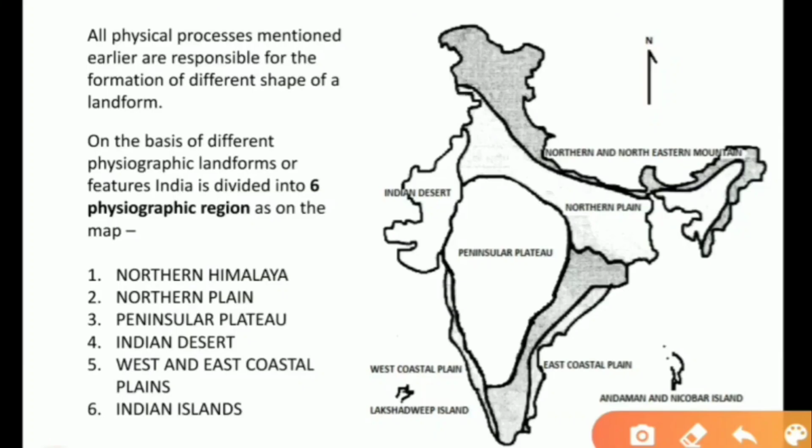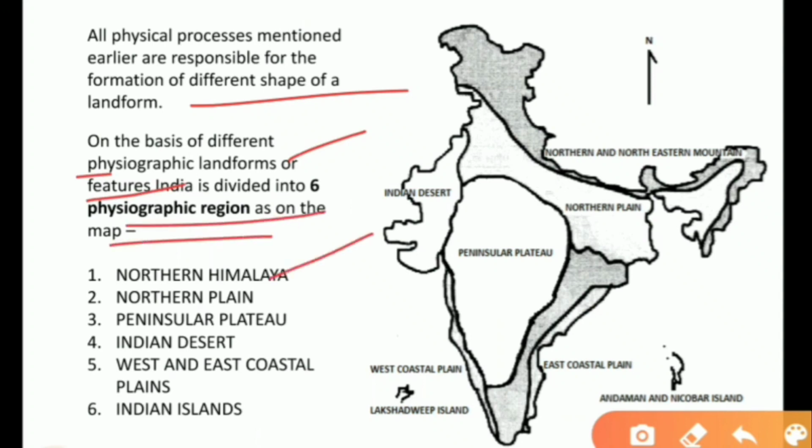Now, all physical processes mentioned earlier are responsible for the formation of different shapes of a particular landform. On the basis of different physiographic landforms and physical features, India is mainly subdivided into 6 physiographic regions. First one, we have Northern Himalaya. In the northern part, we have North and Northeastern mountainous region or Himalayan region. Then Northern Plain. In the southern part of North and Northeastern mountainous region, we have Northern Plain region.